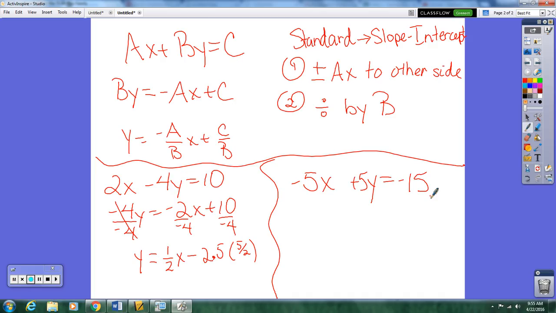So -5x, we're going to take it over to the other side. This time, because it's negative, when we take it over to the other side, it's going to be what? Positive. So it's going to be positive 5x. So 5y equals 5x minus 15.